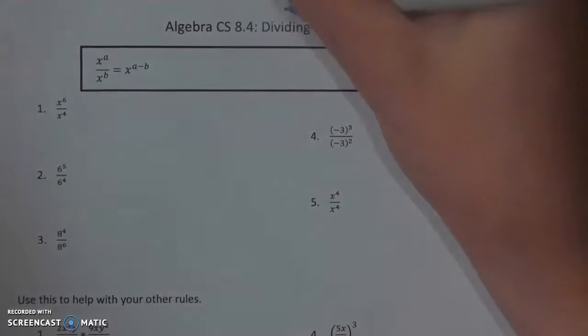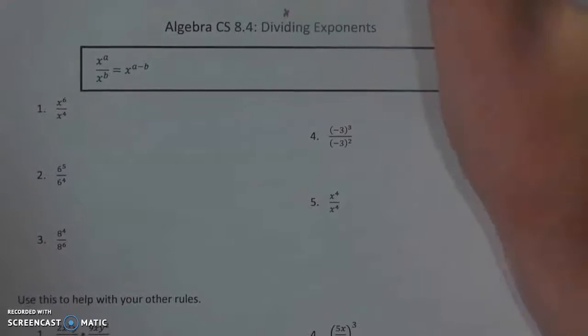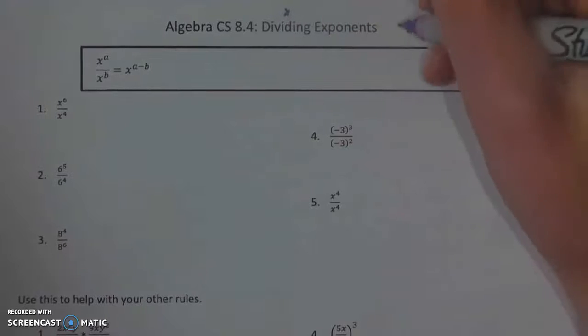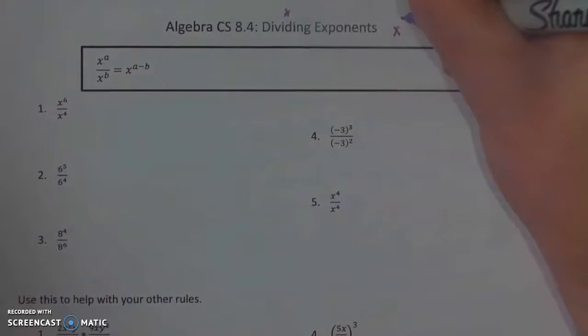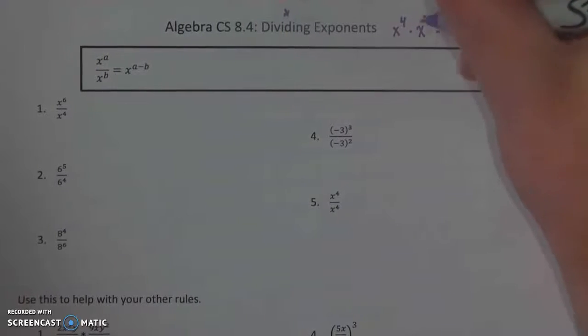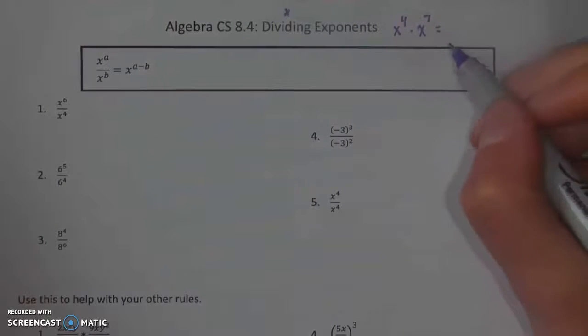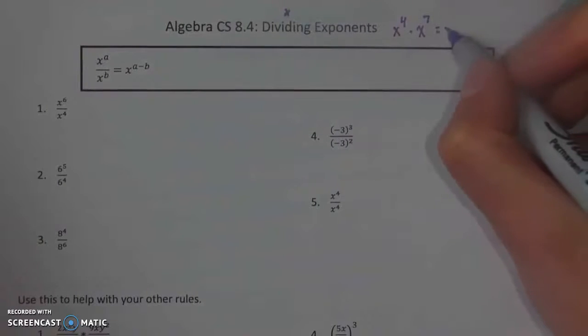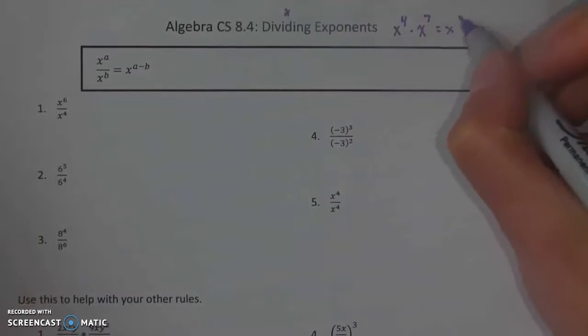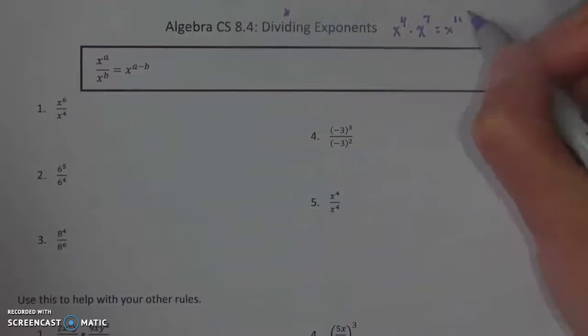For one, you already have rules for multiplication with exponents. And those rules told us that if I had something like x to the 4th times x to the 7th, I could add those exponents because they have the same base with multiplication between them, and that would give me x to the 4 plus 7, or x to the 11th.